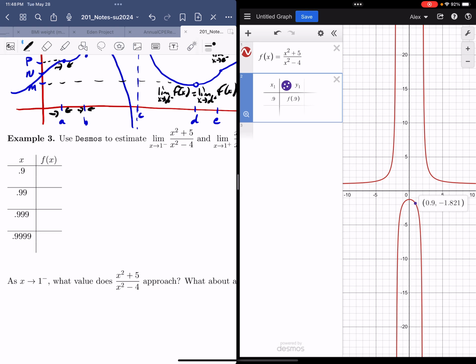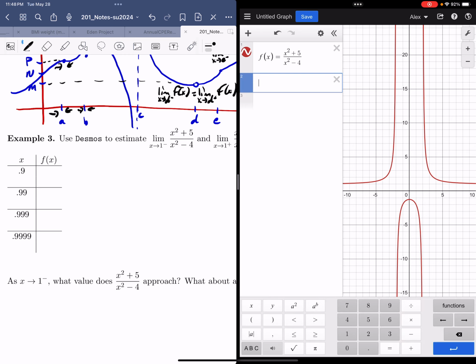Is it going to give me that value? Yeah, if I click on the graph. You know what, I don't even like that. I think I'm just going to go ahead and do this. Let x1 equal 0.9, and we're just going to find f of 0.9. All right, so we get negative 1.82, and so on. So we'd fill that in for our chart there, right?